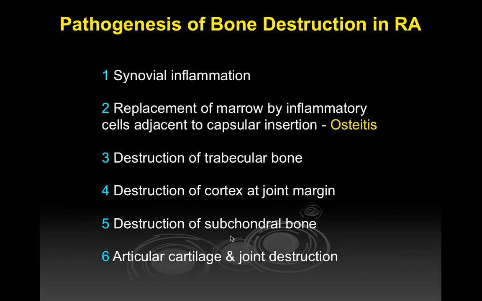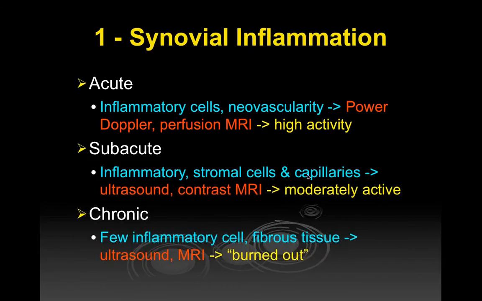Then once you get the erosion at the capsular insertion, if it continues, it will then begin eroding the subchondral bone underlying the articular cartilage. Once you've destroyed the bone underlying the articular cartilage, there's no nice surface for the cartilage to sit on, and the cartilage becomes destroyed. And then you go into degenerative joint disease with articular cartilage destruction and joint disease. So I'm going to go through these 6 stages of the disease process.